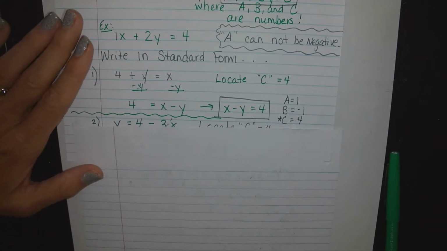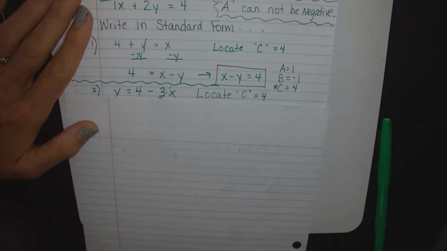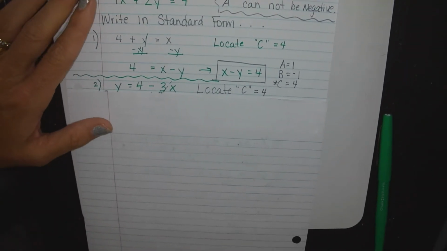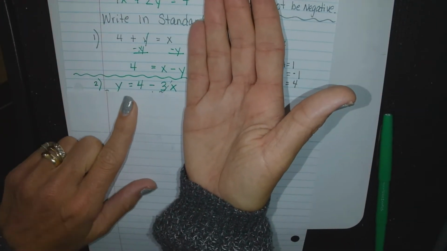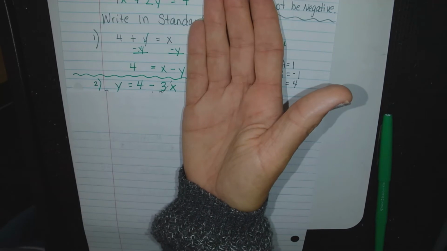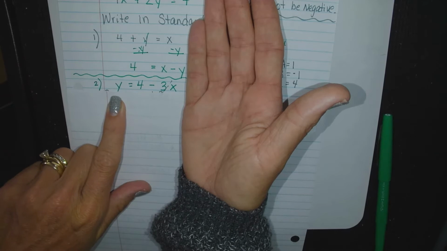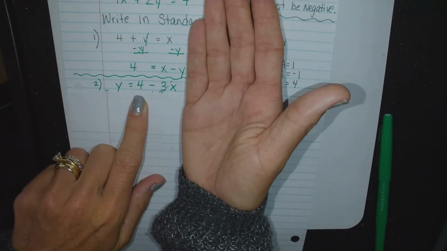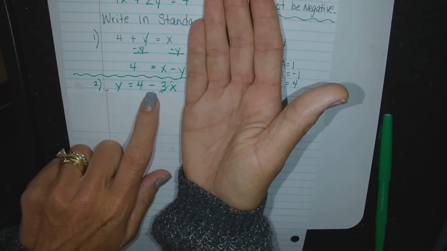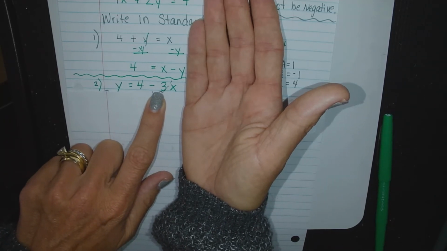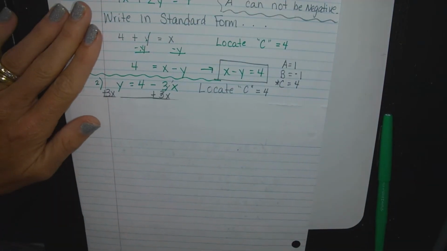Okay. Number 2. Again, locate C, and it just happened to also be what? What is C? 4. Again, here's your Y. So here's C. So negative 3x, how do I move a negative 3x? I make it positive. So you're going to add the 3x.